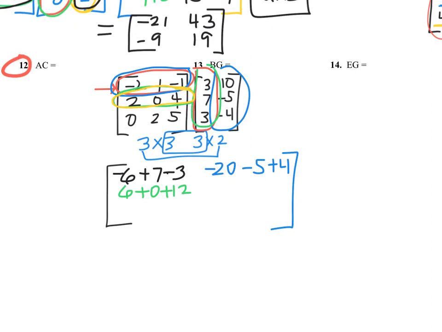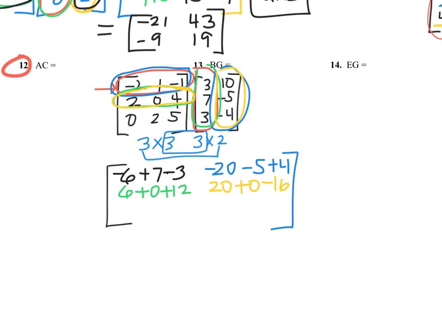Across same row, but down the next column. So 2 times 10, everybody matches up. The first with the first, second with the second, third with the third. 2 times 10 is 20. 0 times -5 is 0. And 4 times -4 is -16.